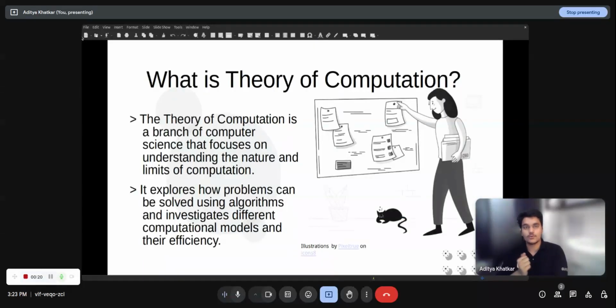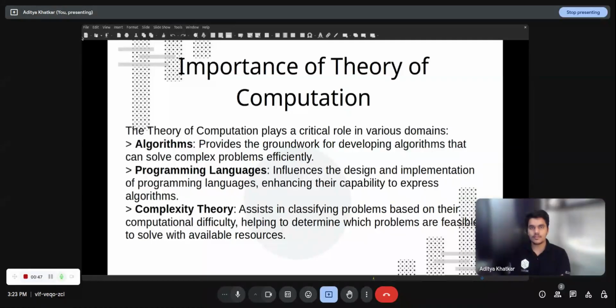So, what is theory of computation? The theory of computation is a branch of computer science that focuses on understanding the nature and limits of computations and computational powers. We will be studying about algorithms. We'll be talking about different types of algorithms, Turing machines, and all. It explores how problems can be solved using algorithms and investigates different computational models and their efficiencies. We'll be talking about these things in our PPT today.